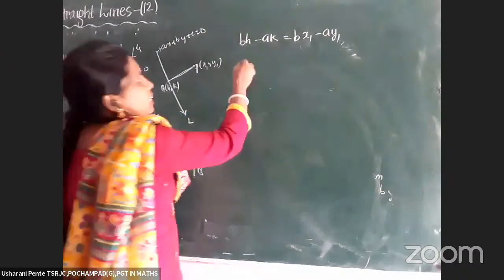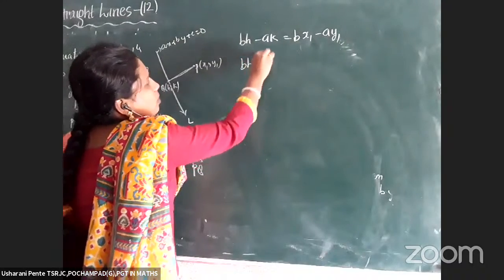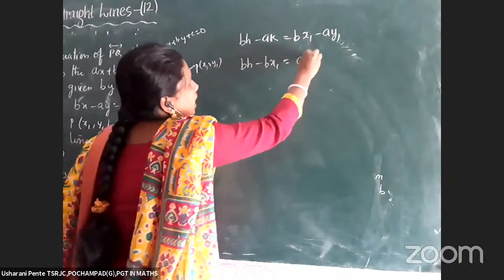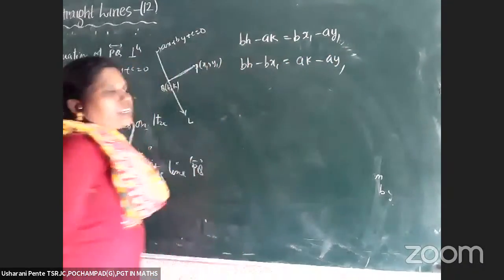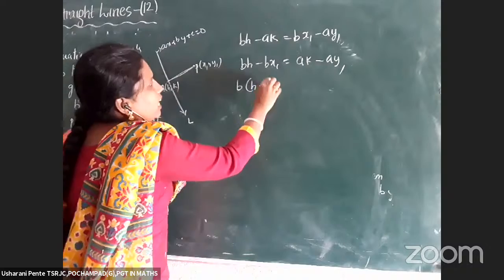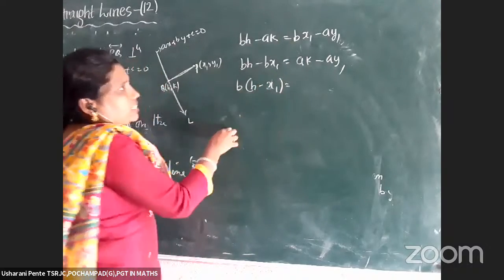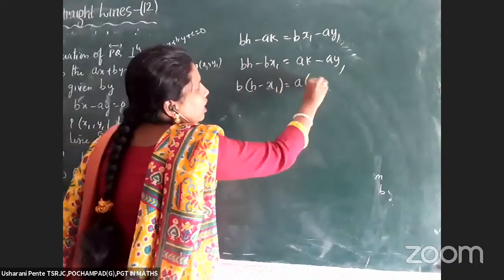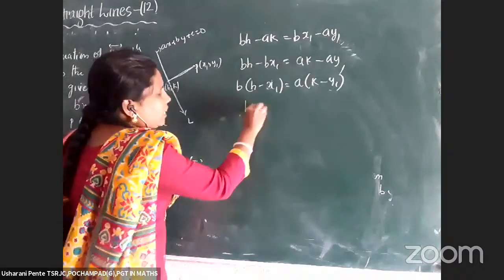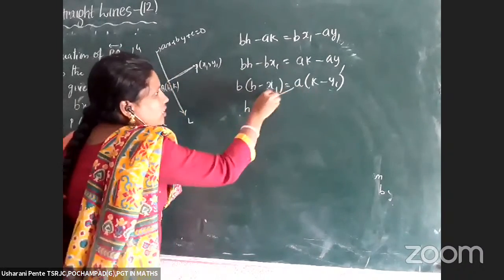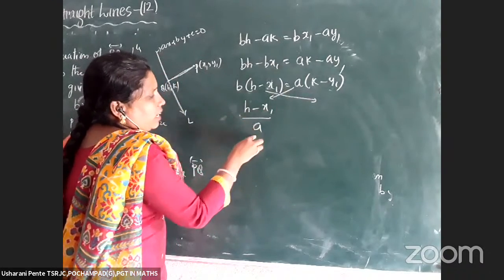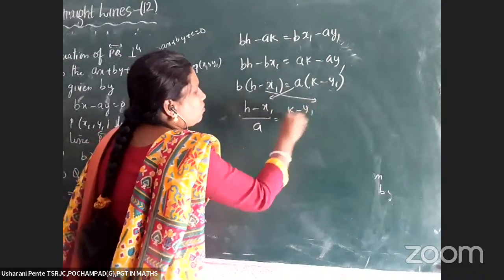Taking the b terms, bh minus bx1, to one side and the other terms to the other side, that is ak minus ay1. If I take b common, I'll get h minus x1. If I take a common, I'll get k minus y1. Now, taking the a over here and the b to the other side, we get (h minus x1) by a is equal to (k minus y1) by b.